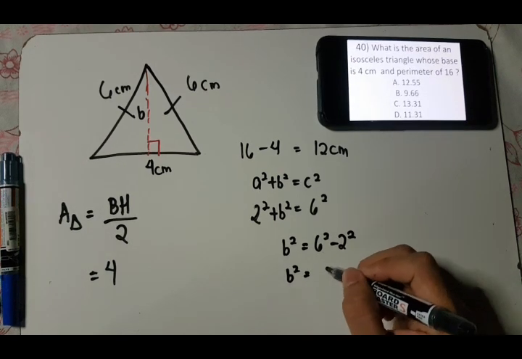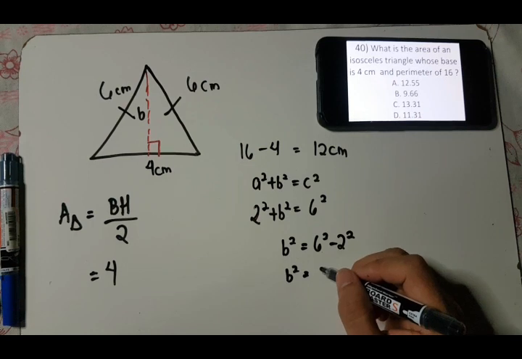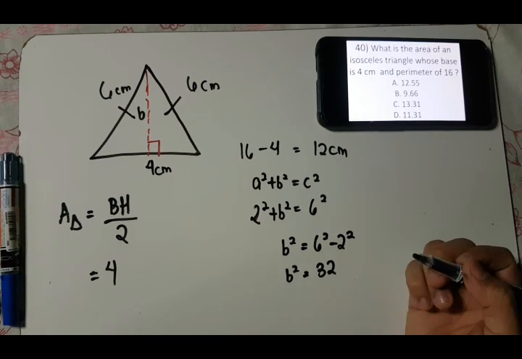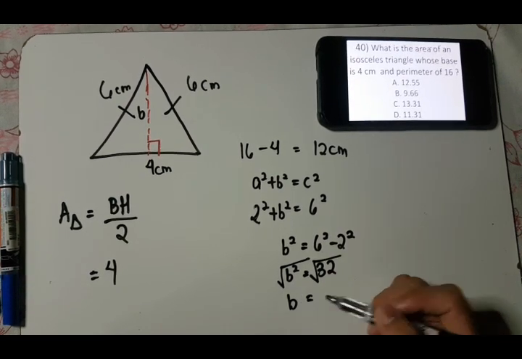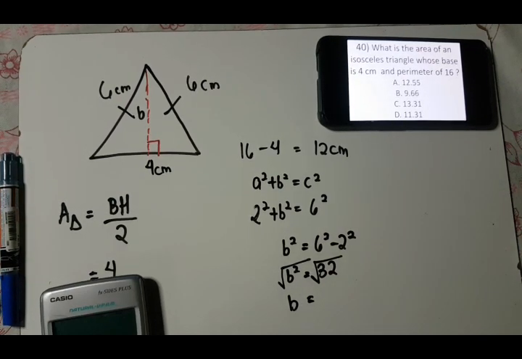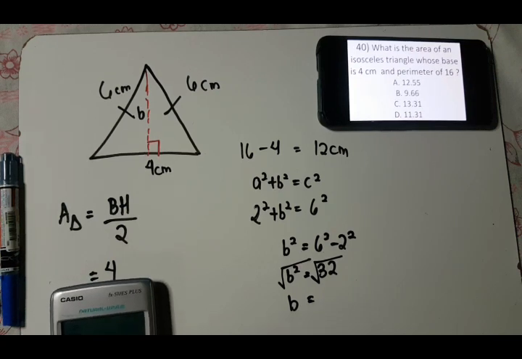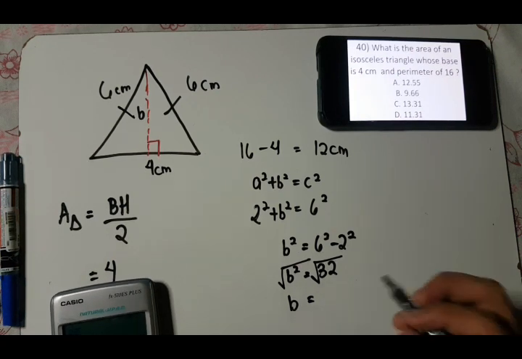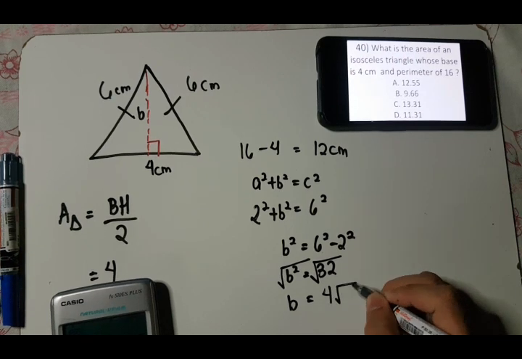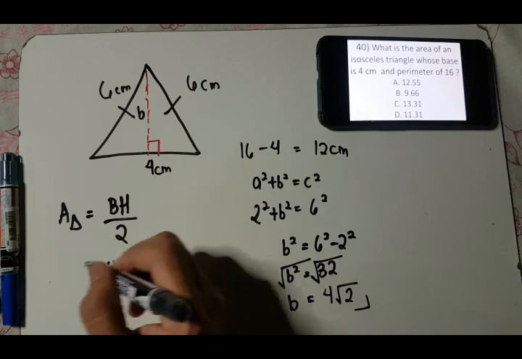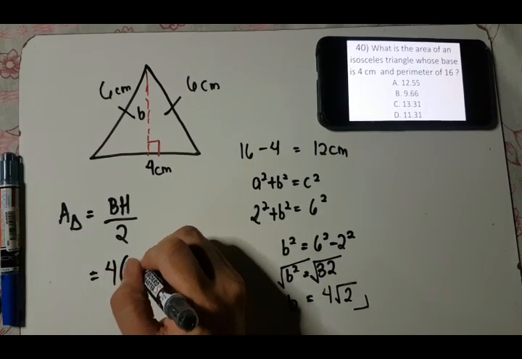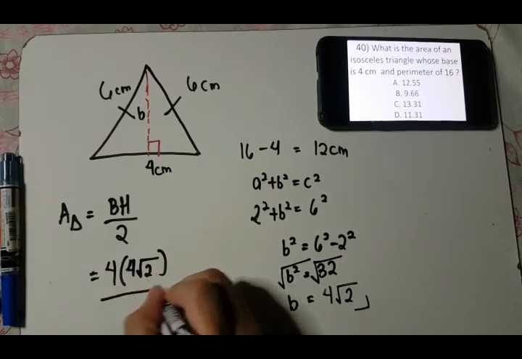So, b squared is equal to 36 minus 4, that is 32. So, square root both sides. B is equal to square root of 32. So, that is 4 square root of 2. Okay. So, meron na tayong height. So, pwede na natin makuha yung ating, so, ito yung height natin. So, pwede natin makuha ang ating area. So, substitute lang natin dito, 4 square root of 2 over 2.